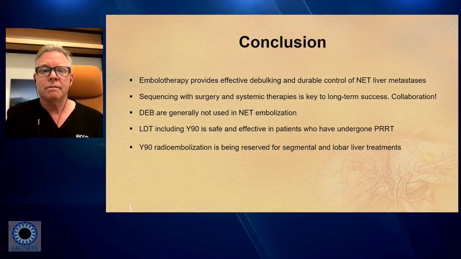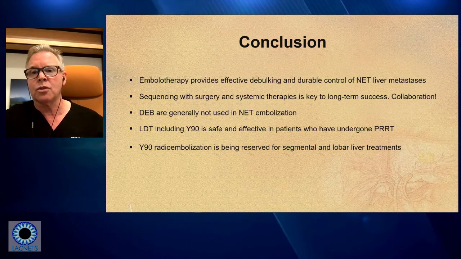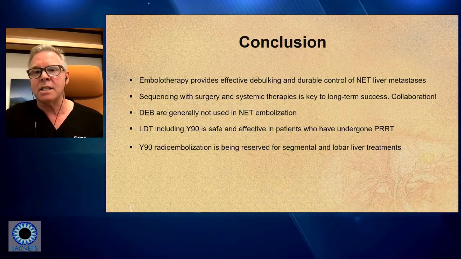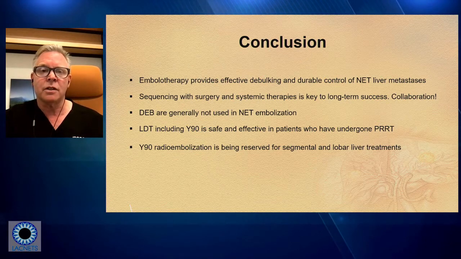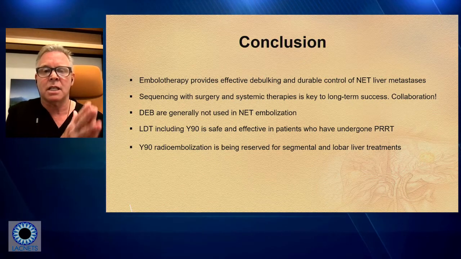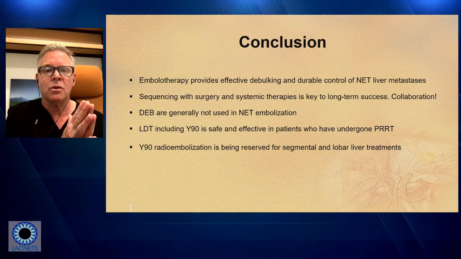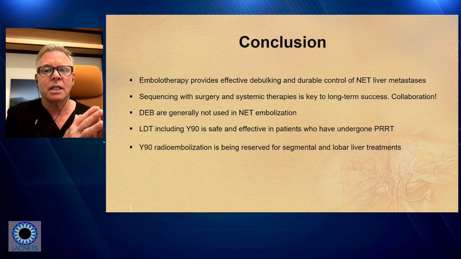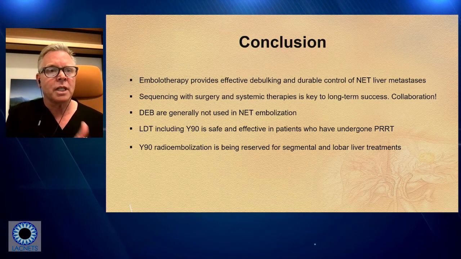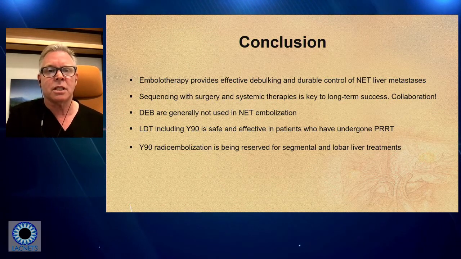So in conclusion, embolization therapy is effective at debulking and helps control neuroendocrine liver metastases. And the real key of all this is to keep the liver as healthy for as long as possible. It's important to sequence these things, whether it's biologics, chemotherapy, or surgery and liver-directed therapy. And I really think collaboration is key. With a complex, relatively rare disease, it's good to have a team of people discussing you.